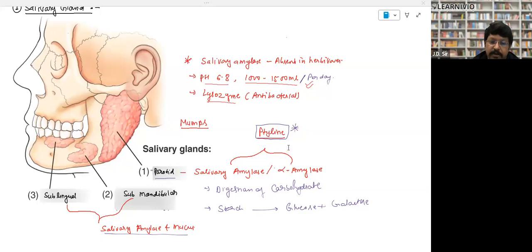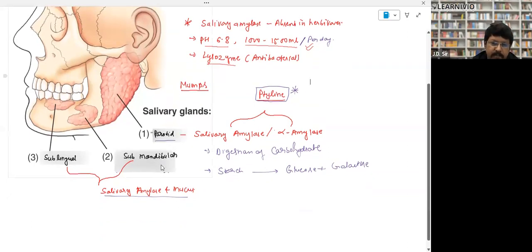Salivary glands are over there? Six salivary glands. Total six salivary glands are there, right? Salivary amylase is secreted by salivary gland. So salivary amylase is absent in herbivore, right? This is basically a neat question.